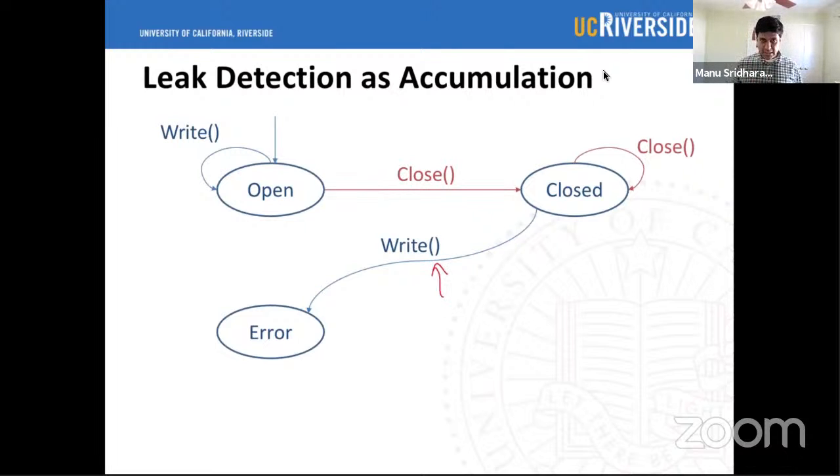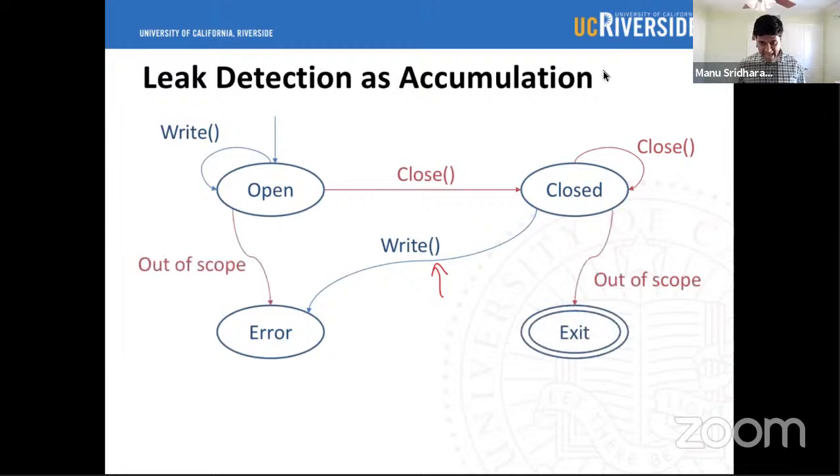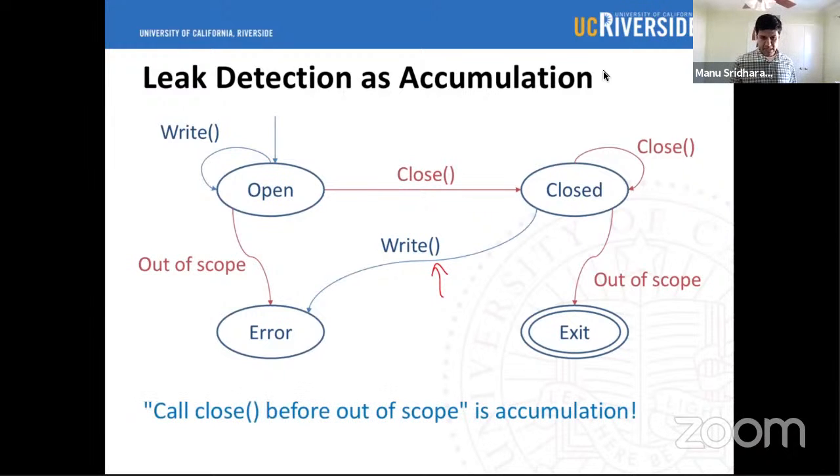So how can we express this issue that you need to close this socket before it goes out of scope? Well, you can just add going out of scope as a transition or an operation in this automaton. So now it's clear that before you exit or go out of scope, you need to call close. And this property of call close before you go out of scope is exactly similar to the called methods properties we were checking before. It's an accumulation property.